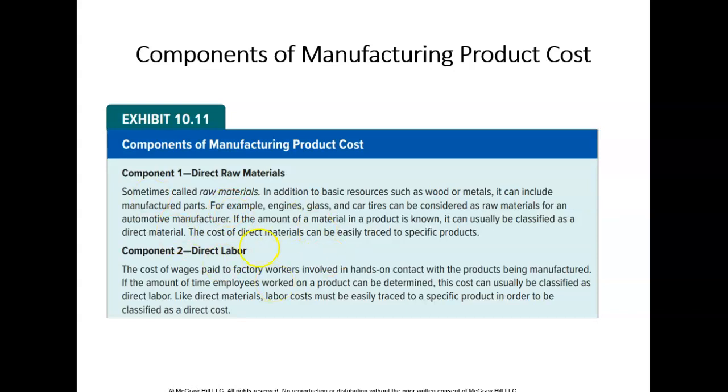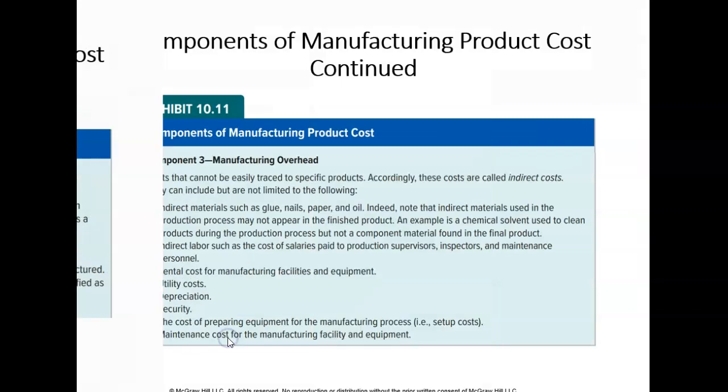Your direct labor costs will consist of the cost of wages paid to factory workers involved in hands-on contact with the products being manufactured. All right, so we take the amount of time worked by these employees times their rate of pay to get your direct labor costs.